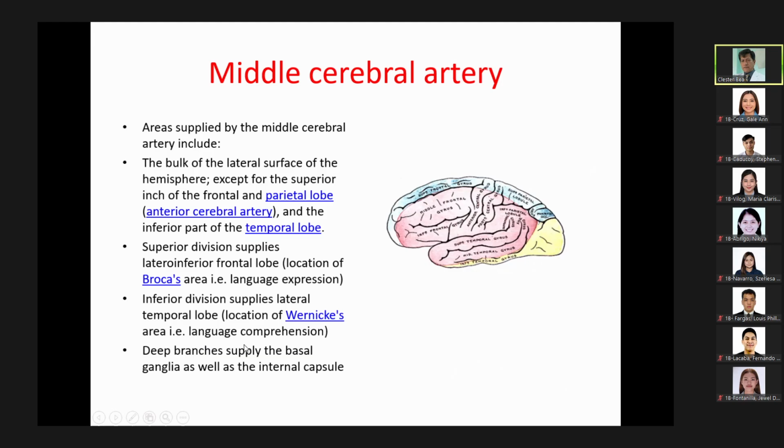When you are able to understand the spoken language, that is the function of the Wernicke's area. For you to be able to speak, or respond if asked a question, it will be your Broca's area that is concerned with expression of speech. So both of these areas are concerned with speech, and both of them are within the territory of the middle cerebral artery. The deep branches supply the basal ganglia as well as the internal capsule. So that would be your anterior and your middle cerebral artery.